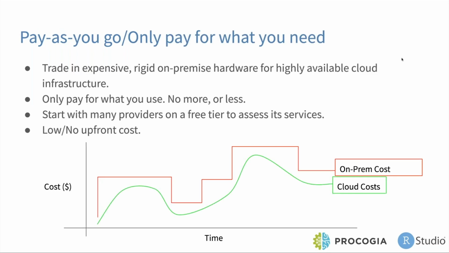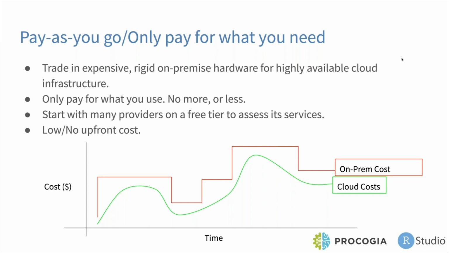Diving a small bit deeper into the pay-as-you-go model, what does it mean? Well, you trade in that expensive and rigid on-premise hardware for more highly available cloud infrastructure, only paying for what you use, no more or less. Many providers provide this model, and this means there's a very low or sometimes even no upfront cost. With some service providers, you'll even get a free tier where you can experiment with the different services and see if they meet your needs. And you can follow this graph here. It portrays a very basic model of how cloud costs can compare to very strictly managed on-premise costs.